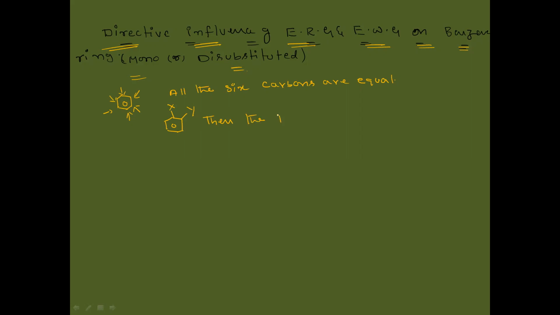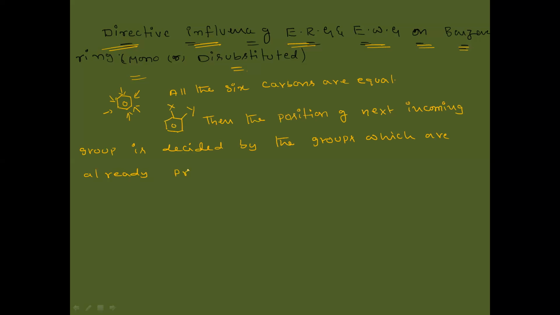the position of the next incoming group is decided by the groups which are already present on the benzene ring.